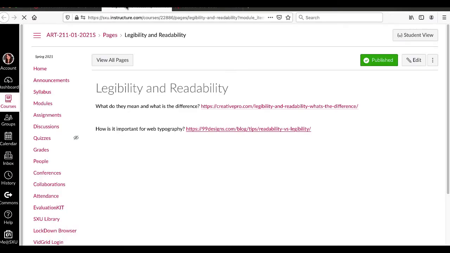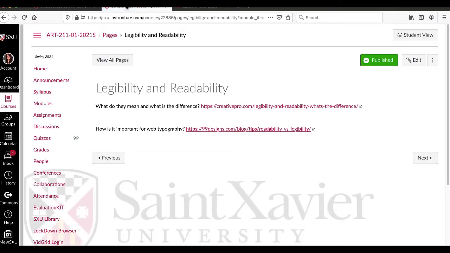We have legibility and readability. Now, there are a lot of typography terms that can get confusing, or you may think multiple words mean the same thing. These are one of those sets. Legibility is the ease at which a reader can recognize and differentiate between letter forms. Okay, so the ease at which a reader can recognize and differentiate between letter forms.